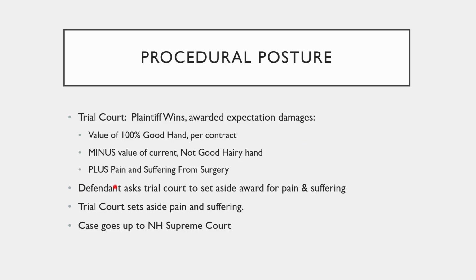McGee doesn't like this and asks the trial court, after the jury verdict, as a matter of law, to set aside the part of the award for pain and suffering. McGee argued that that was not part of a correct expectation damages calculation. The trial court agrees and sets aside that part of the award. Hawkins doesn't agree, and the case goes up to the New Hampshire Supreme Court.